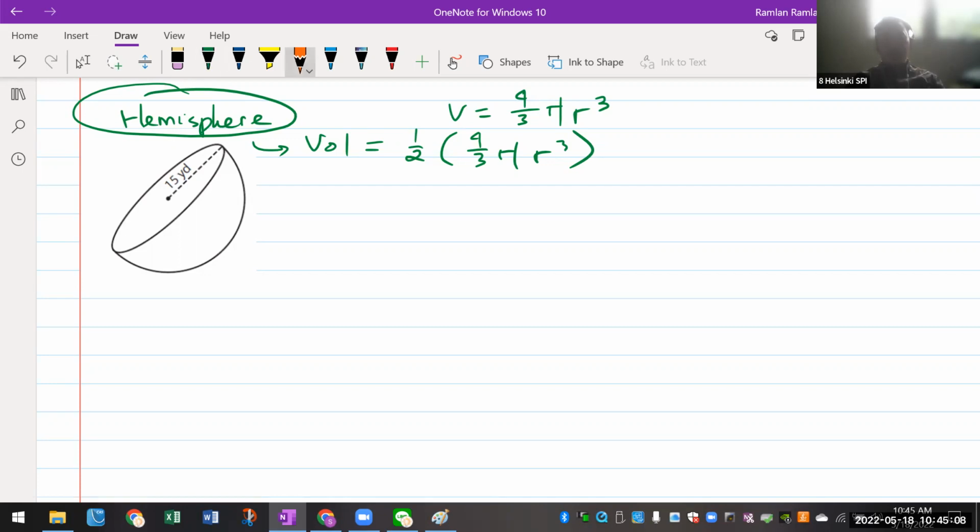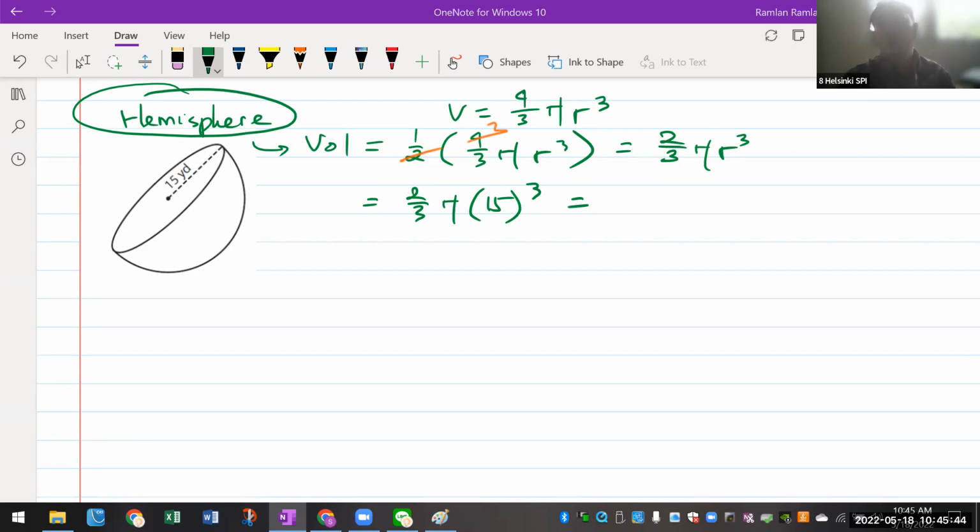And then we can actually cancel the 2 and 4, right? Which is going to be 3. That's going to be 2. So if I simplify that, I will get 2/3 pi r to the power of 3. So that leaves us to only input the radius, and here the radius is 15 yards. So that will be 2/3 pi 15 cubed. Now everyone please put that into the calculator and then give me your answer in the chat box.